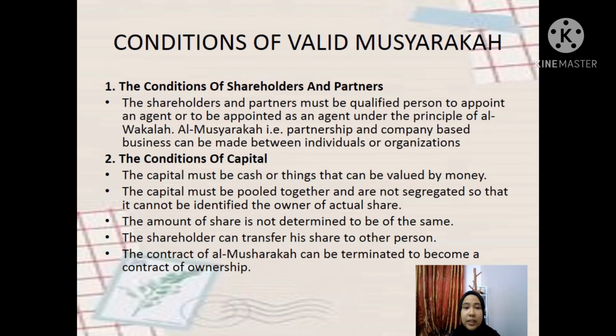Next, the conditions of capital. A valid capital in a musyarakah contract must be in cash or things that are equivalent to money. The capital also must be pooled together and not segregated, so that the owner or actual share cannot be identified. The amount of share is not required to be the same as the other members. The shareholder can transfer his share to another person.